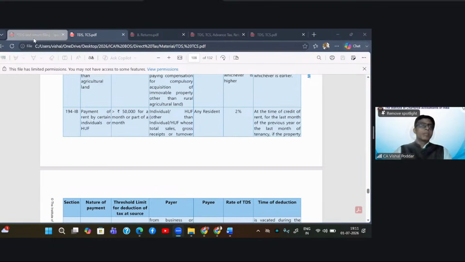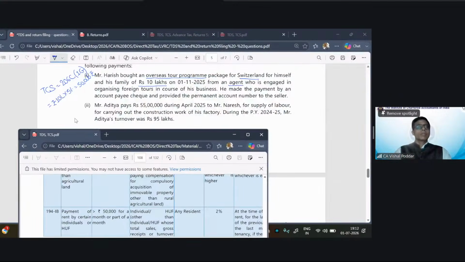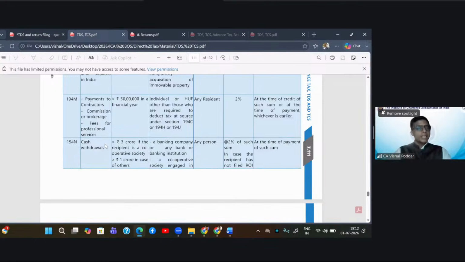Correct? Now coming to our present question. So Mr. Aditya pays rupees 55 lakhs during the year to Mr. Naresh for supply of labor for carrying out construction work. Now, this should be covered in 194C. If you think for a while, it should be covered in 194C, but it will not get covered. Why? Because Aditya's turnover of the last year is below 1 crore. So 194C applicability is gone. But Aditya has spent rupees 55 lakhs. Now the government wants to keep a track of this. So they brought in this parallel new provision, which is 194M.